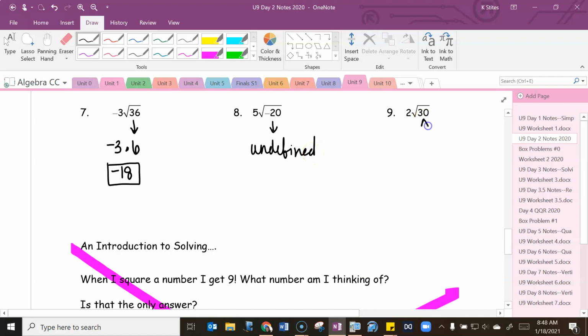Finally, 2 root 30. Let's break this down. 30 is 10 times 3. 10 is 5 times 2. Well, this is weird, right? You don't have any pairs here. So that means nothing can come out. You're just going to re-multiply all these together. 5 times 2 times 3 is 30. It goes under the root. That's exactly what it was before. 2's out front. This is all you can do. This was already simplified.